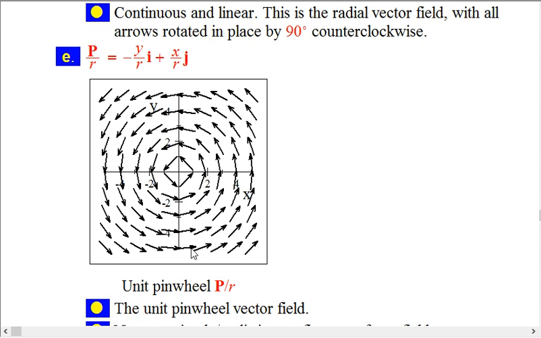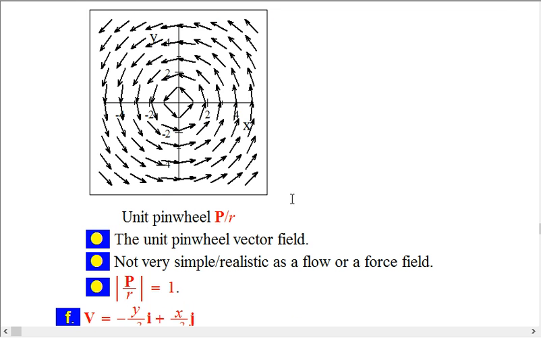So really quickly, here's the unit pinwheel. Just scale it down by r. It's not continuous, but it's still bounded. It's again more mathematically interesting than physically interesting. But once you've got the pinwheel in place, it's not hard to see how to graph this. Graph the pinwheel, but just make sure you make all the arrows the same size.